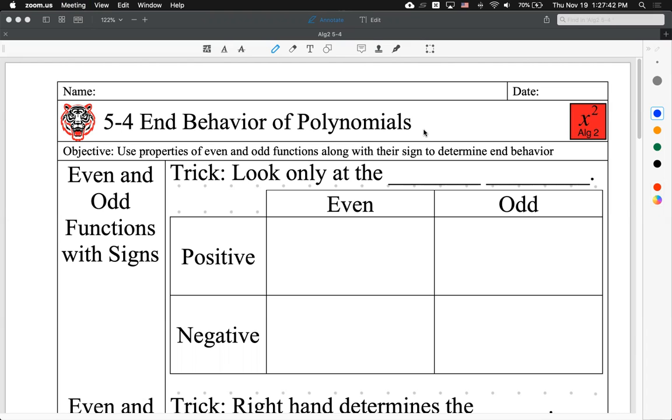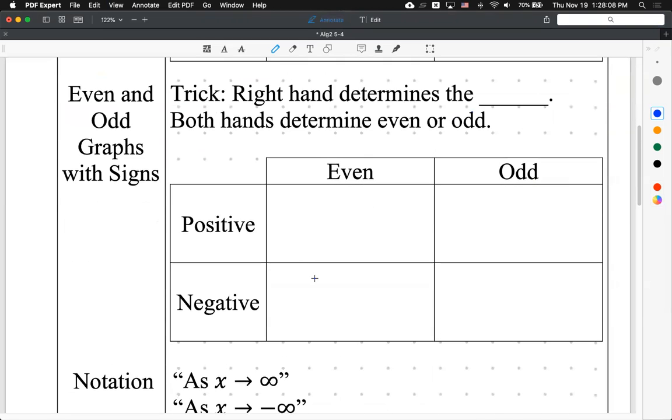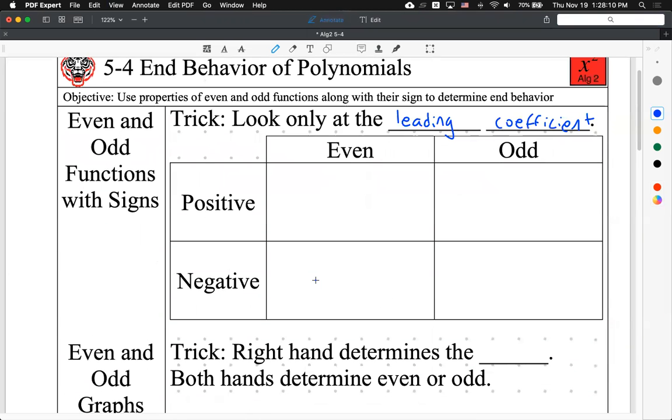So here's my trick for you guys. You need to look at the leading coefficient. That's your first trick. So I'll write down leading coefficient. That is half of the battle. It's the first number. That will tell you if you're even or odd. Once you know the signs, you'll see down here, I'll talk about positive and negative signs. That's something different.